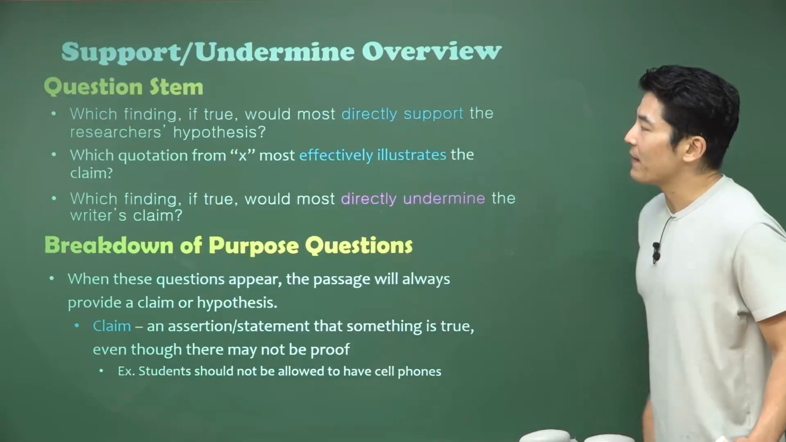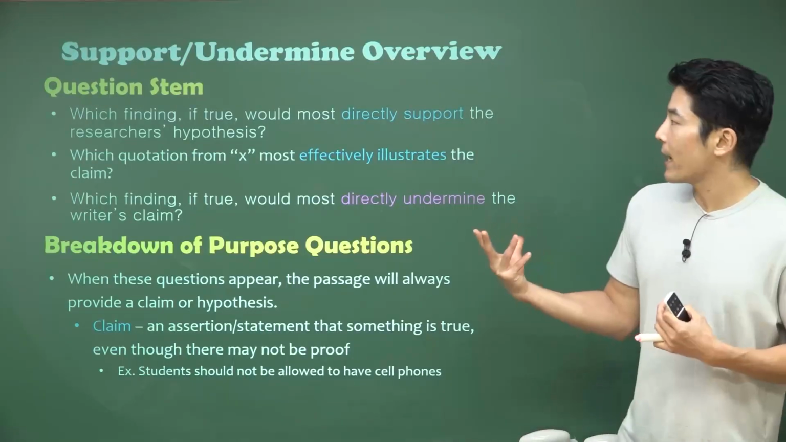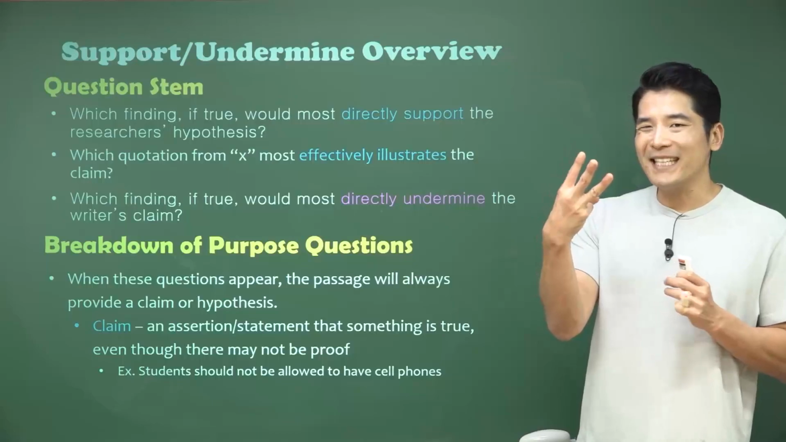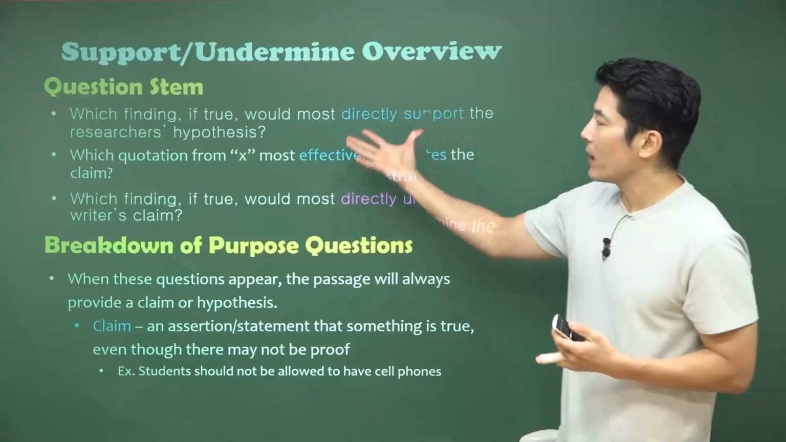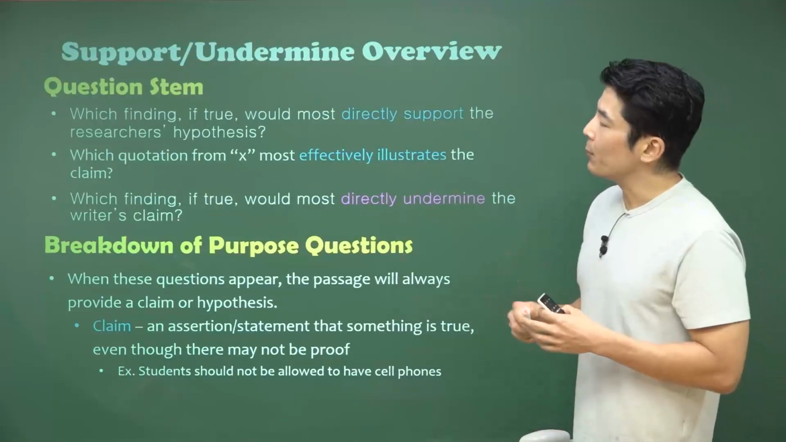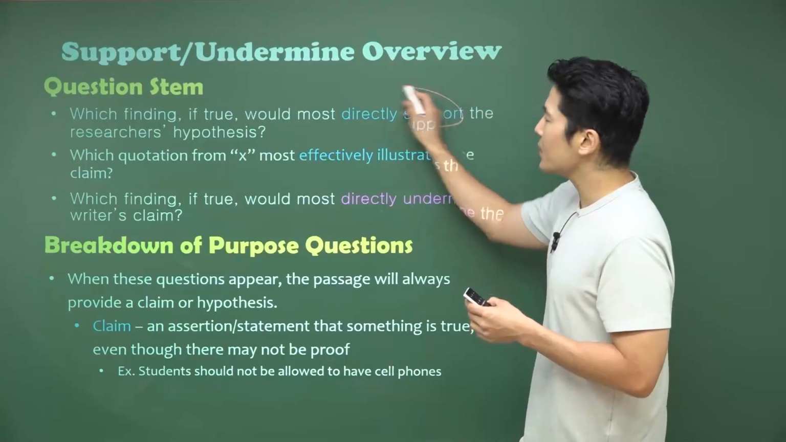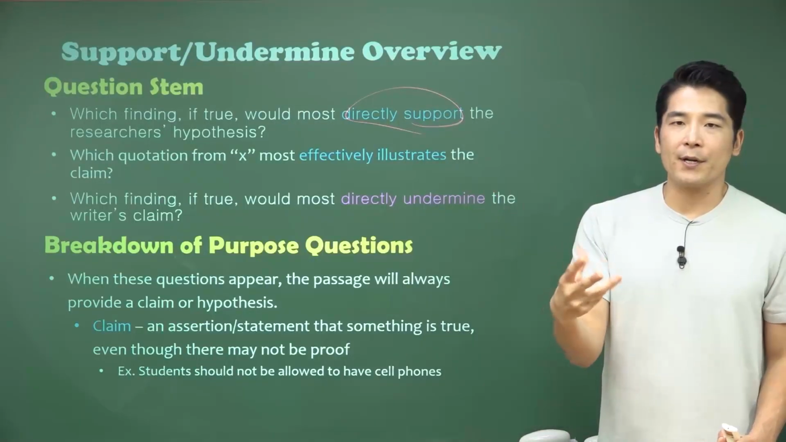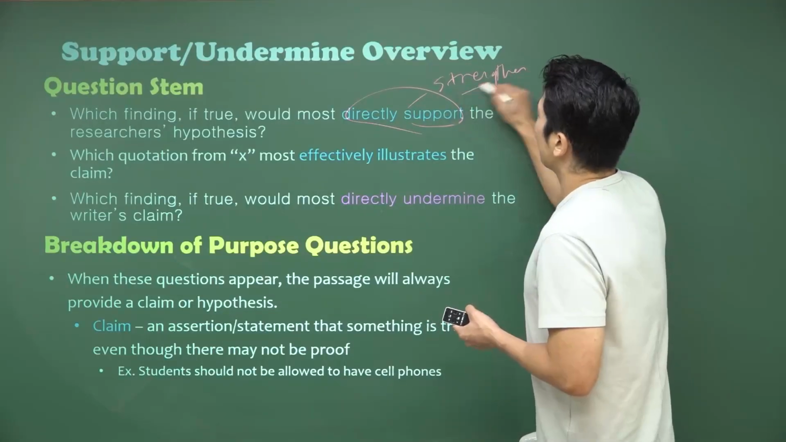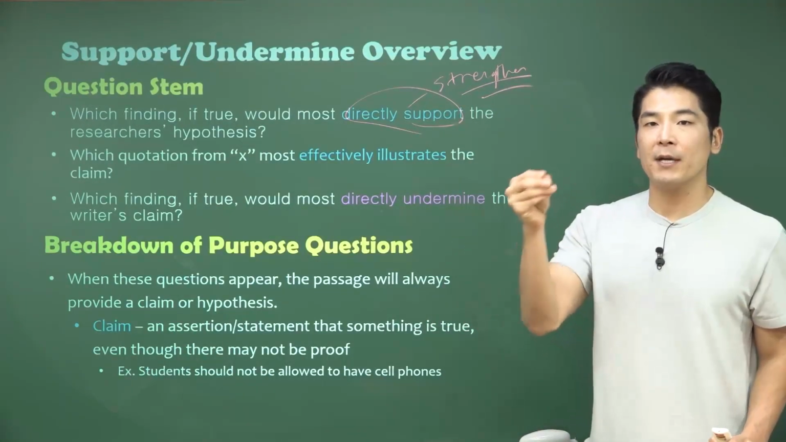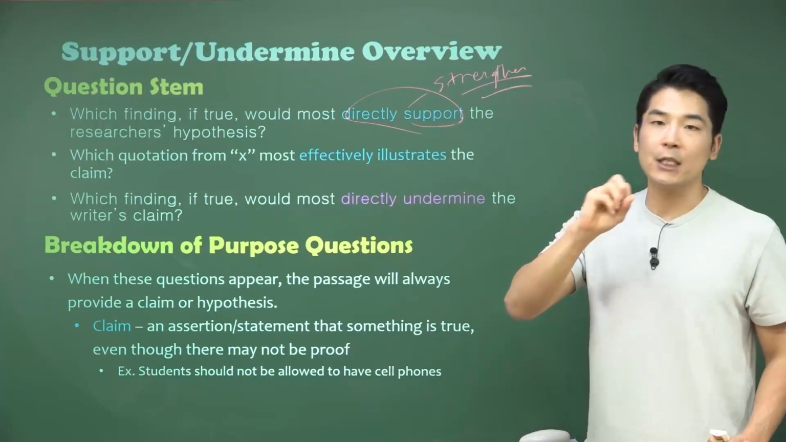So let's jump into these by first showing you what the wording of the question stem looks like. You're going to have 3 subtypes of questions in this category. One of those could ask you which finding would most directly support the researcher's hypothesis. So circle the phrase directly support, and next to it write down strengthen. If something supports the hypothesis, it's going to add strength or validity to a claim.